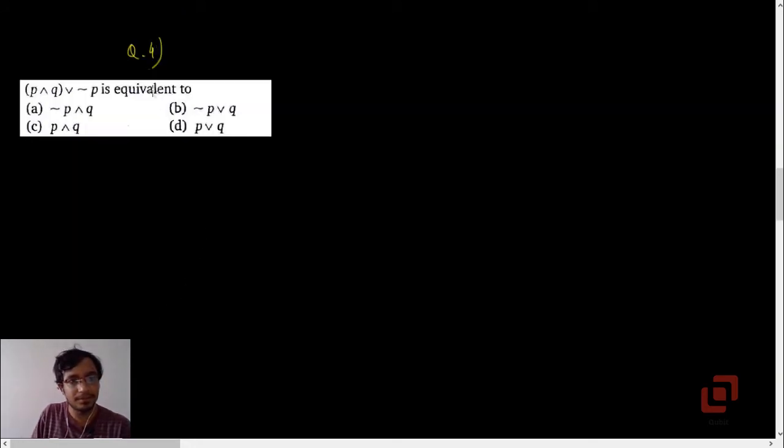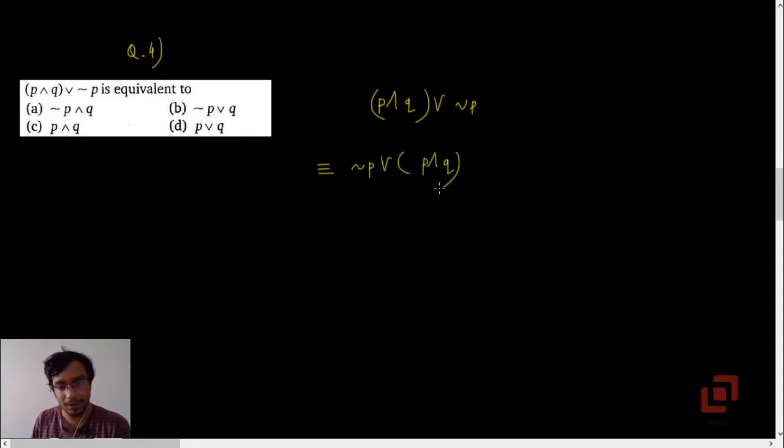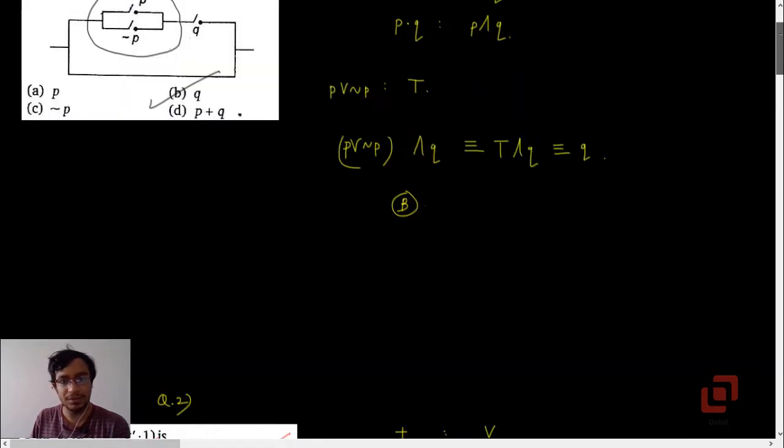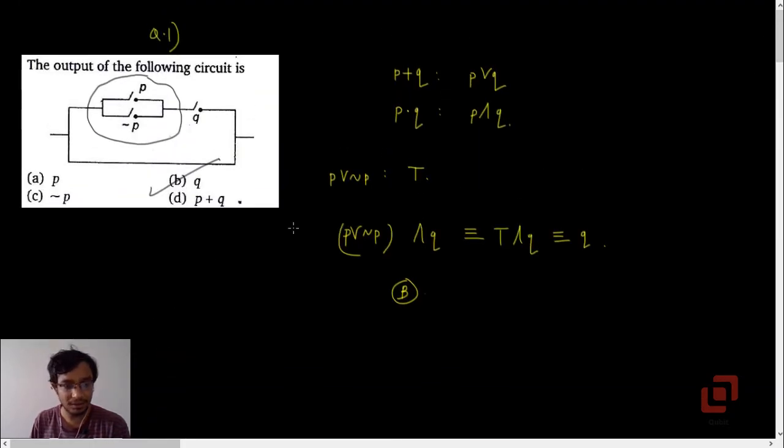Question 4. P and Q, or negation P, is equivalent to. First we will use the commutative law and say that it is negation P or P and Q. And now let us use the distributive law. So it will be negation P or P, and negation P or Q. Now see, negation P or P is always going to be a tautology. That is what we used in our first sum in the circuit problem.